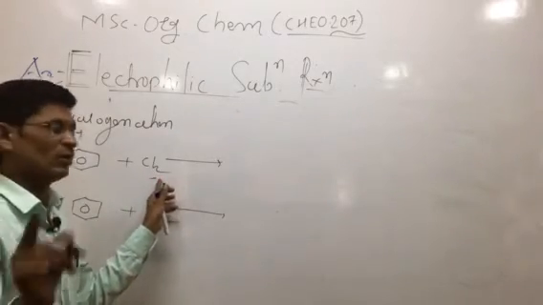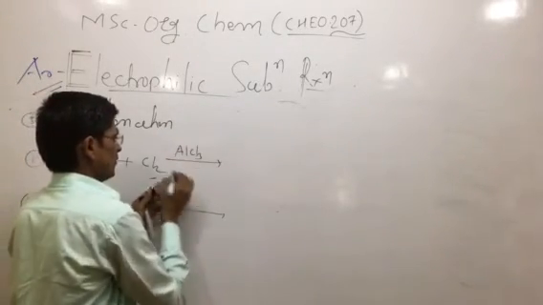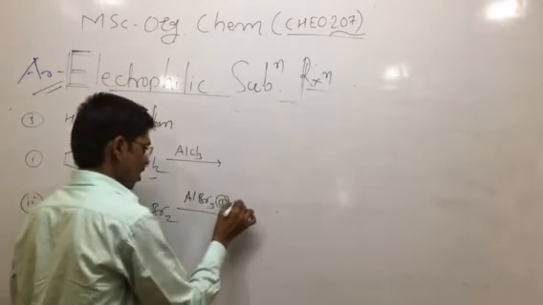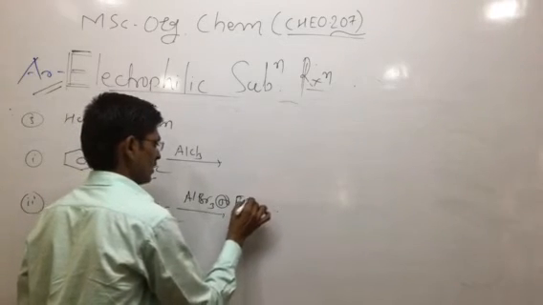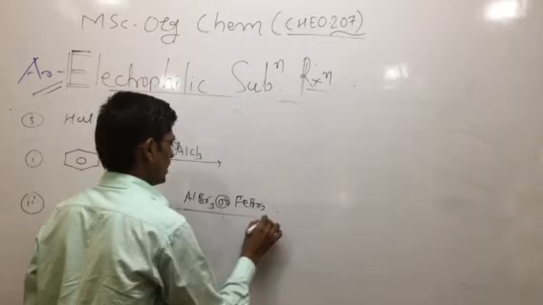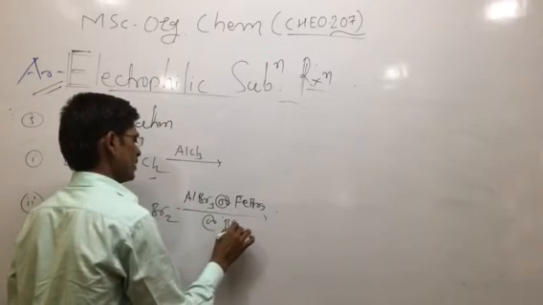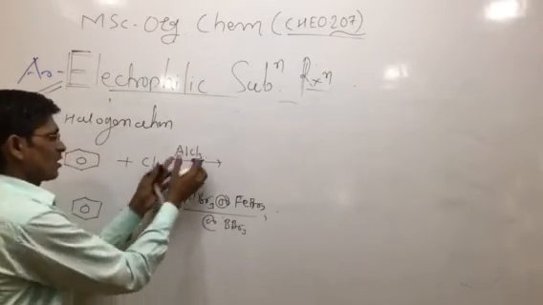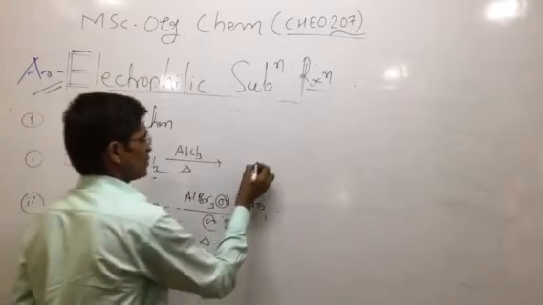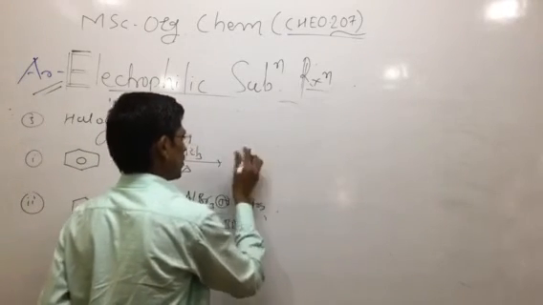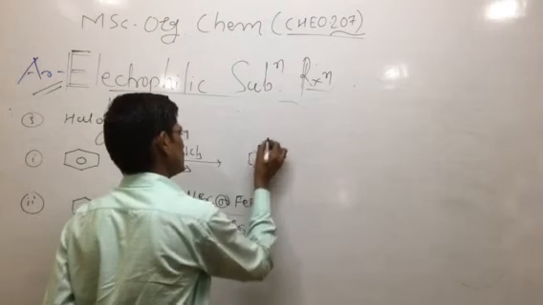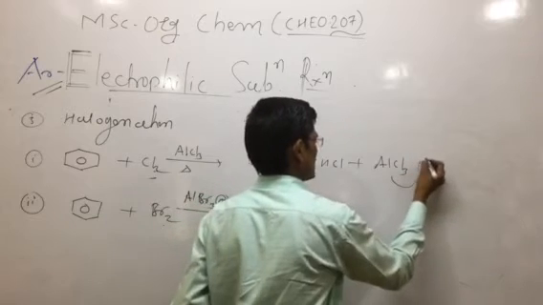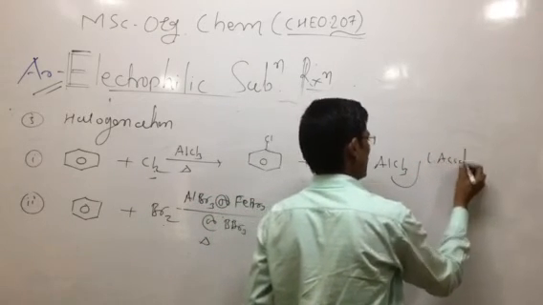Whenever we use chlorine, we use AlCl3 Lewis acid; with bromine we use AlBr3 Lewis acid, or FeBr3, or BBr3. Such Lewis acids are used. The corresponding products are chlorobenzene and HCl, with AlCl3. This Lewis acid acts as a catalyst.